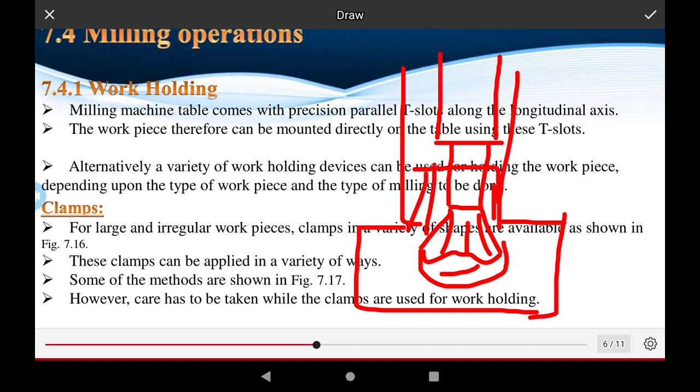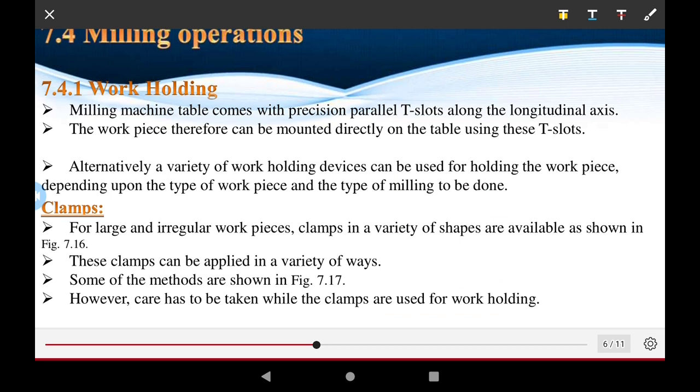There are the T-slots. This is the T-slot of the workpiece, which can therefore be mounted directly on the table using the T-slot, or alternatively using a variety of work holding devices.